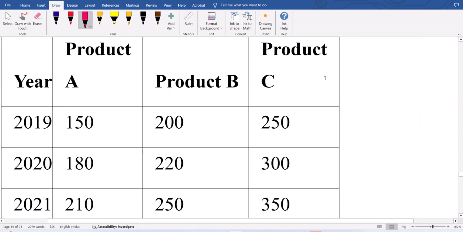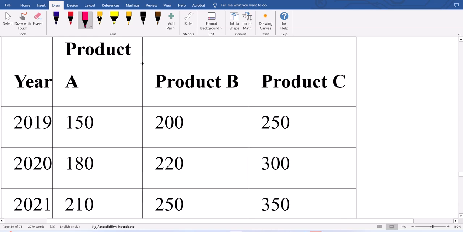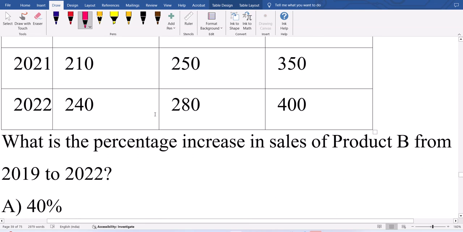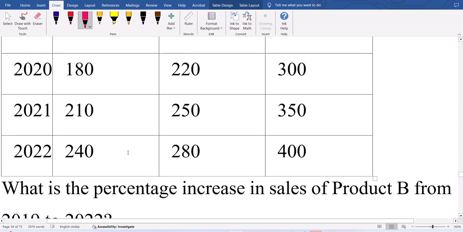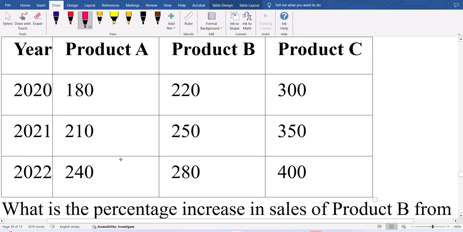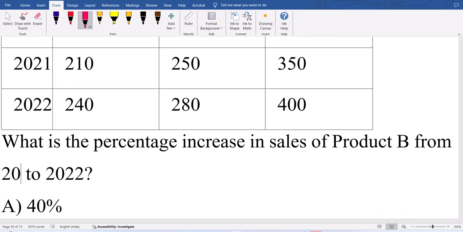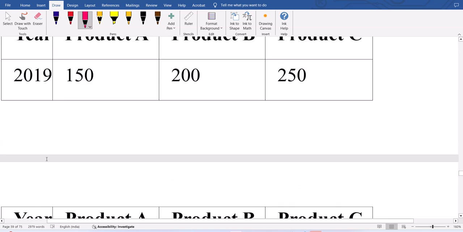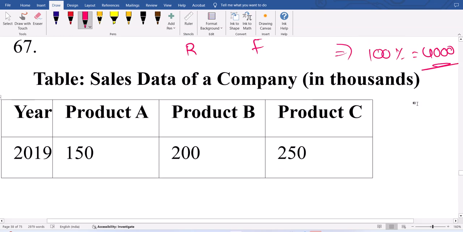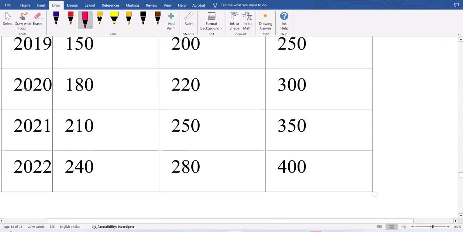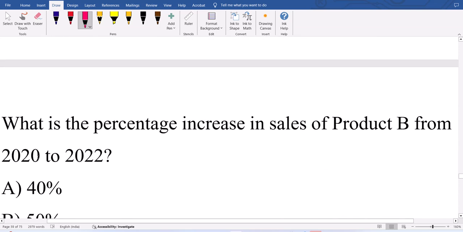Now let's see about this data interpretation. Product A, product B, different years are mentioned. Now focus on the question. Sales of product B from 2019 to 2022. 2019 is not at all there, so we have to take 2020 only it seems. Maybe I removed one row. Oh no, it is there. It's there, so we'll just put this down. 2019 to 2022 correct. So only B we need to consider.